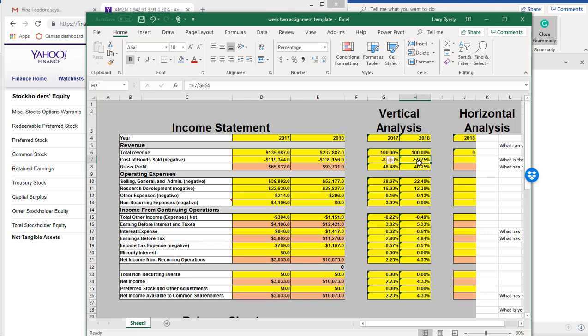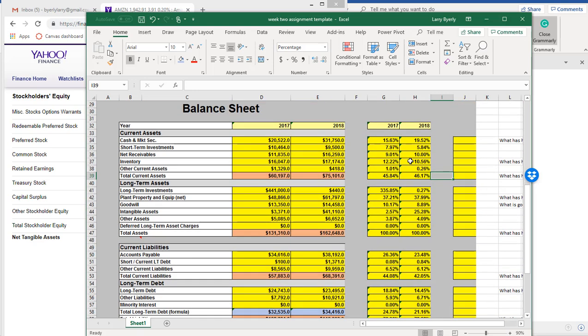Now what happened in 2018? A vast change, right? Now it's only 60%. So something big happened between 17 and 18, and the company is really controlling its expenses of production much better than it was the year before. Go down to the balance sheet.